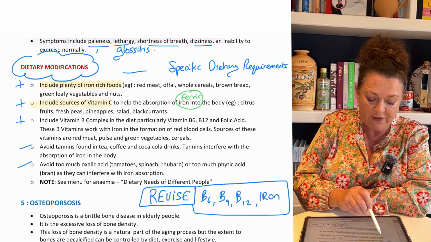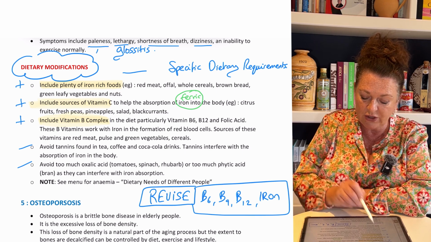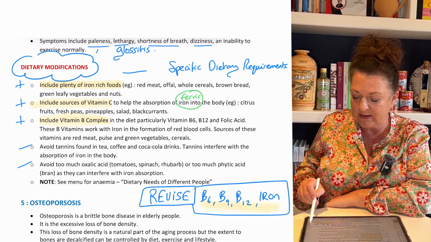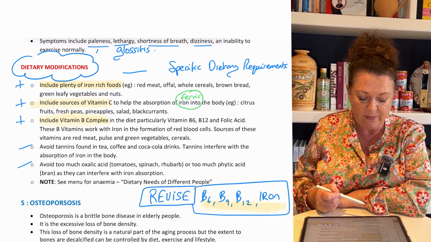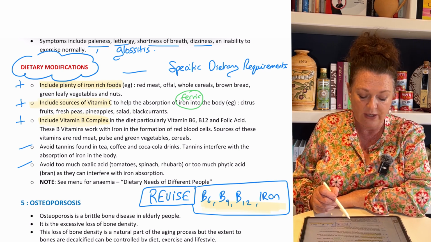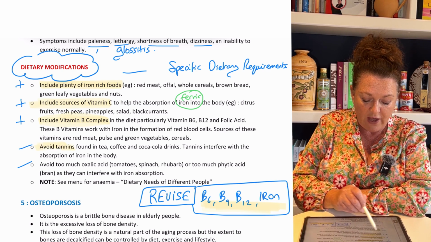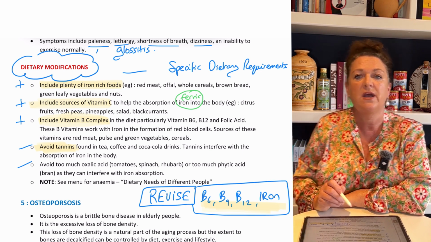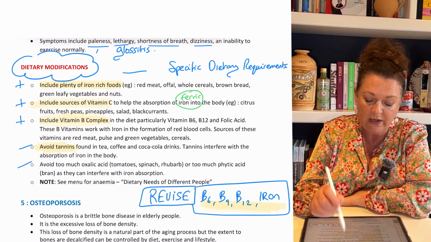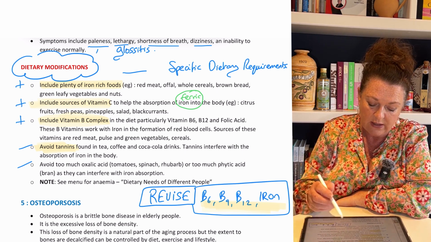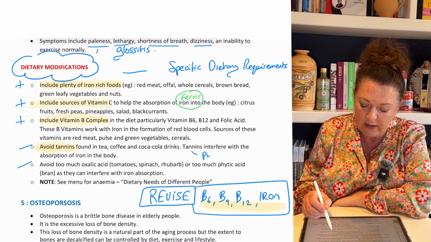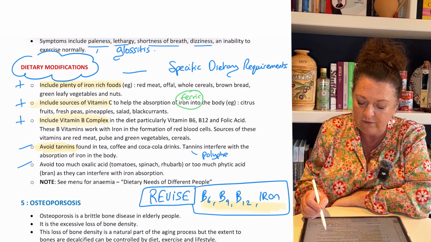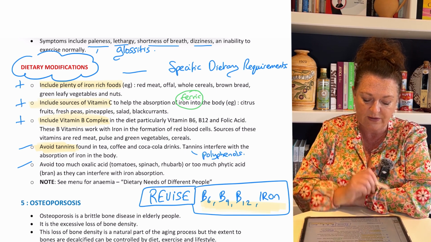Then we have vitamin B complex, which we mentioned earlier, the B6, the B9 and the B12. We said they work together to make red blood cells. Avoid tannins, because we said these tannins belong to a group called polyphenols. So we'll just note there, polyphenols, whichever way you want to describe it.